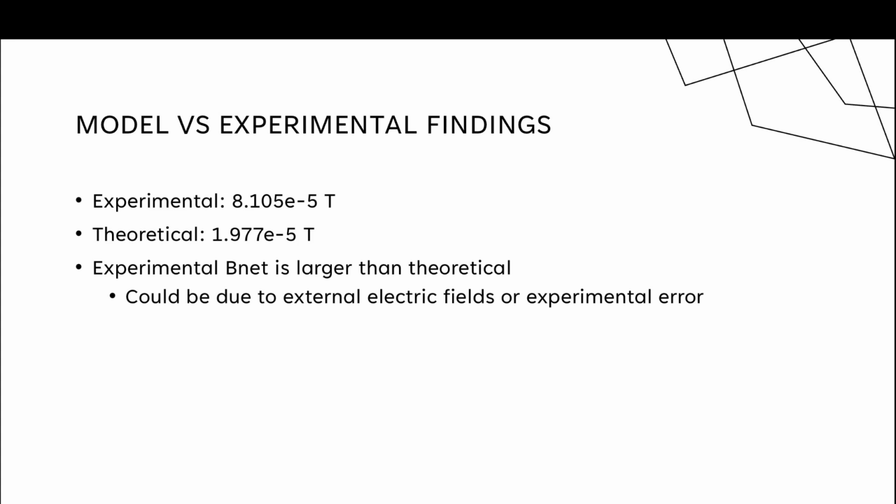So as mentioned in the beginning, the experimental B net was larger than the theoretical. This could be due to external electric fields or experimental error.